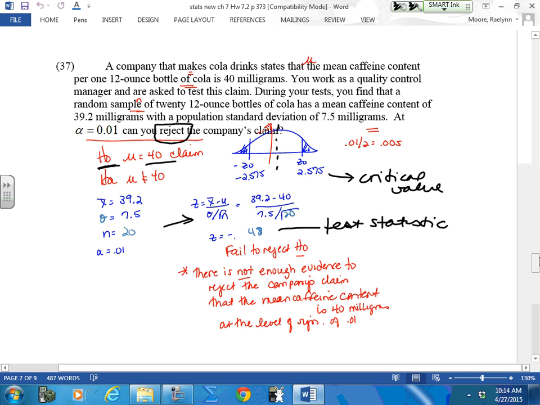Then you're going to follow your chart. You're going to say your claim is H0. If you fail to reject H0, there's not enough evidence to reject the company's claim that the mean caffeine content is 40 milligrams at a level of significance of 0.01. That means he made a good statement. He did his research, he made a good statement, according to your sample that you tested. I might even want to test again. That's kind of way in the middle. Either that or he's got a really good claim. Falling in the middle there somewhere.